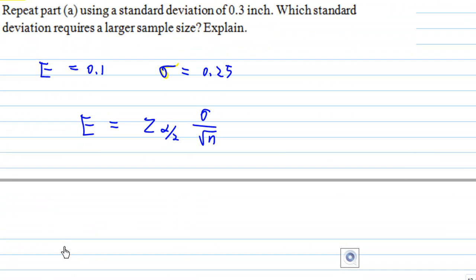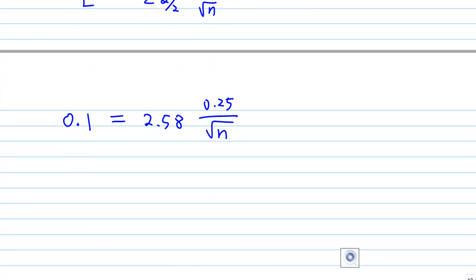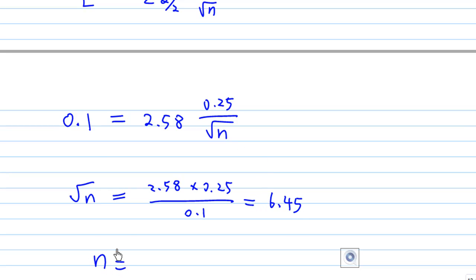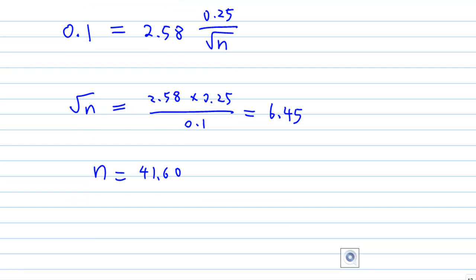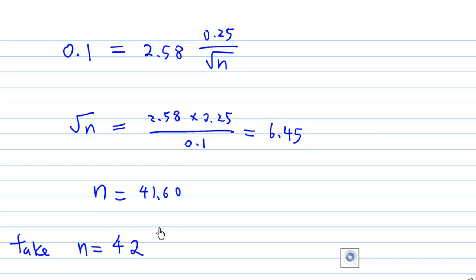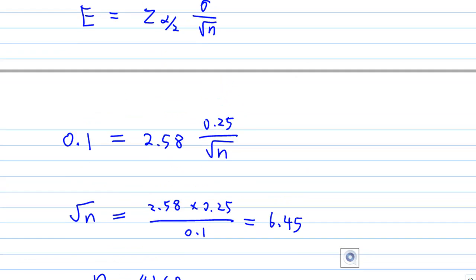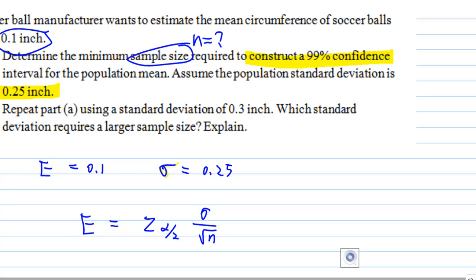So for part A, the maximum error is 0.1. Z alpha over 2 is 2.58. Sigma is 0.25, and n we don't know. Let's find out n here. So square root of n is equal to 2.58 times 0.25 over 0.1, which is 6.45. And so n will be the square of 6.45, which is 41.6. So you take n equal to 42. This is the minimal sample size you should take to ensure that the error of the estimation is within 0.1 inches.